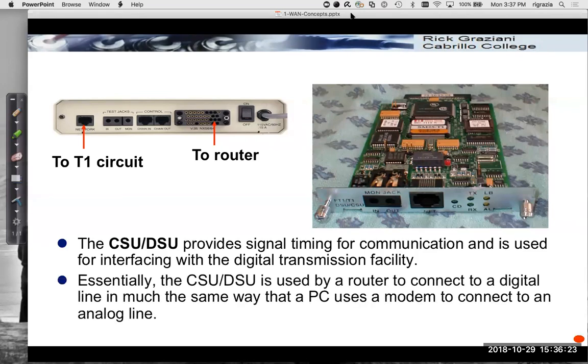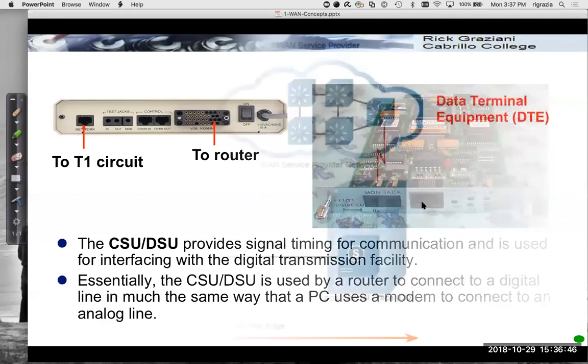Okay. And nowadays, in a lot of networks, instead of it being a separate device, it's actually integrated within the router. Here I show a CSU DSU that's actually integrated in the T1 connection that goes inside the router.